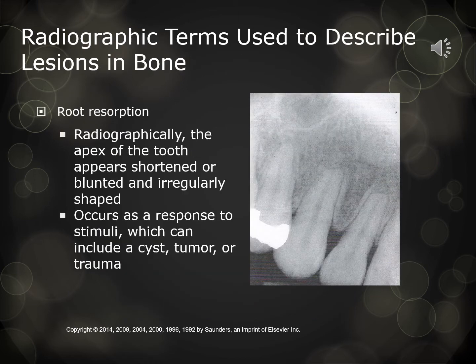Root reabsorption, you can have either internal or external. This is an X-ray that is showing the apex of the tooth appearing shortened and blunted and irregularly shaped. It occurs as a response to stimuli which can include a cyst, a tumor, or trauma. Oftentimes, you see this sometimes in adults that are having braces and have it done too rapidly, that you have from external force of the orthodontics, shortening of the roots.